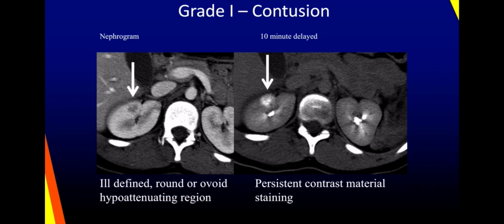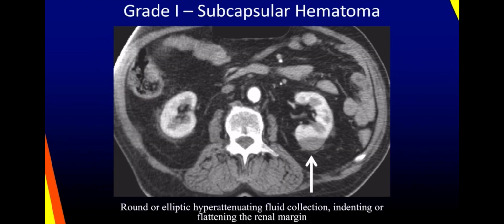Here we have an example of a grade 1 injury with a contusion, which demonstrates persistent contrast material staining on the delayed images. Here's another grade 1 injury, a subcapsular hematoma, which presents as a round or elliptic hyperattenuating fluid collection, which indents or flattens the renal margin, as seen here.